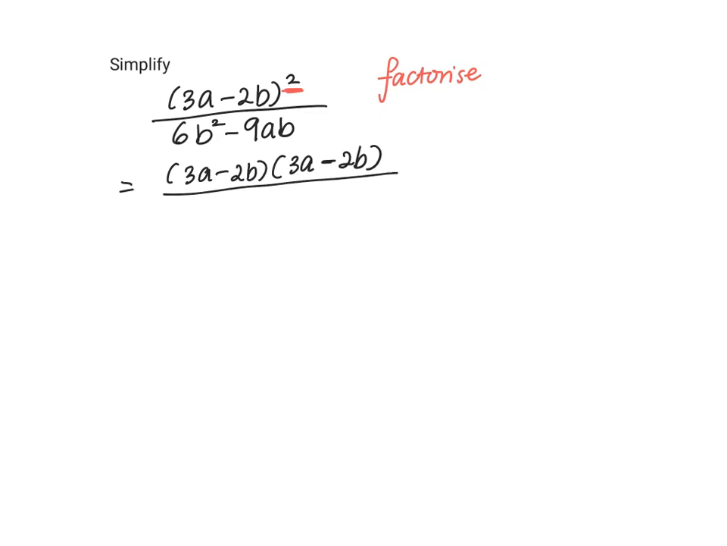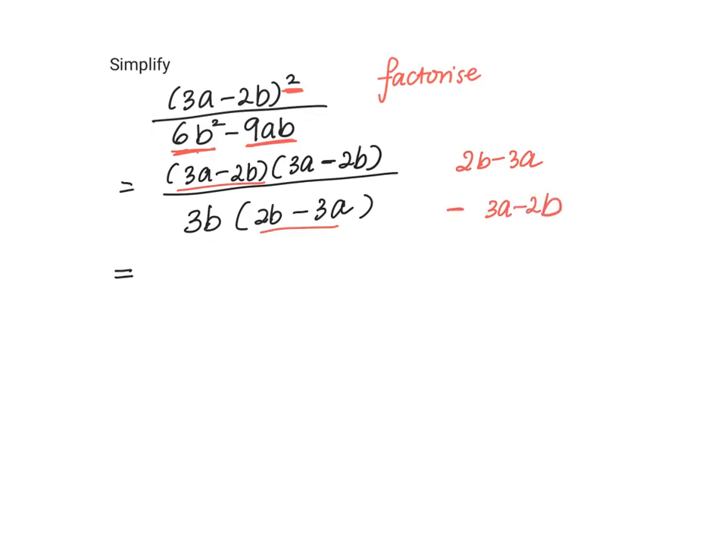Okay, and then I'll take a look at my denominator. I'll try to factorize. So what's the common factor? 6 and 9 is 3, b and ab is b. So I'll factorize out a 3b bracket. I'm left with 2b minus 3a. So then let's take a look. I have a 3a minus 2b on the numerator, and this is a 2b minus 3a. How can I change 2b minus 3a to 3a minus 2b? I multiply by a negative sign outside the bracket.